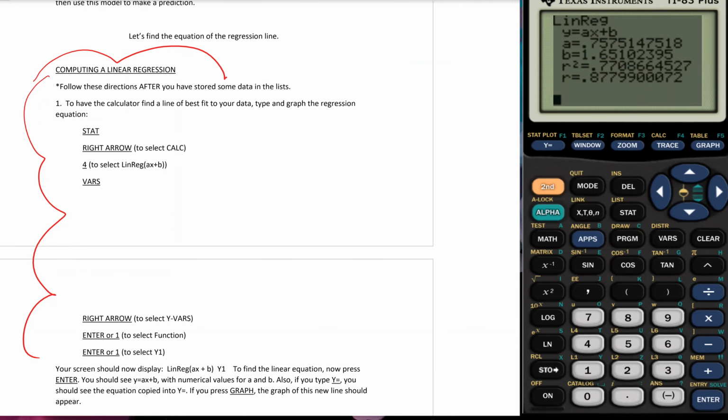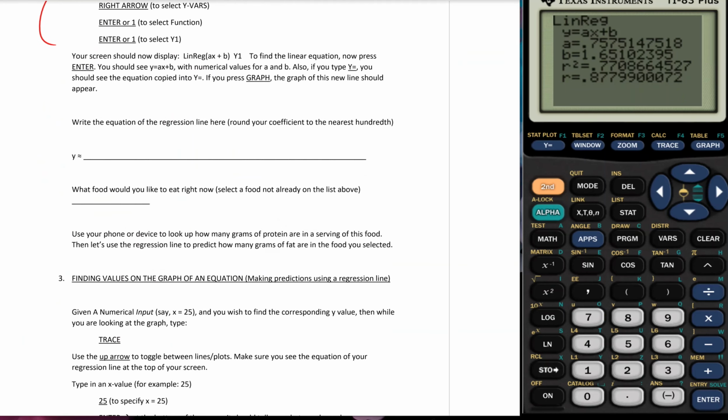my equation. All right, and it says, write the equation of the linear regression, round your coefficient to the nearest hundredth. Hundredth means that I'm going to have 2 decimal places. All right, so I have A is 0.757, which is going to round to 0.76x. My B is 1.65.